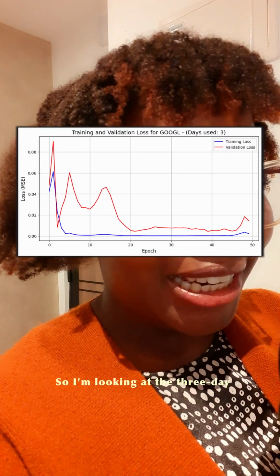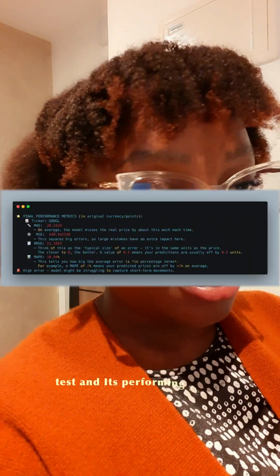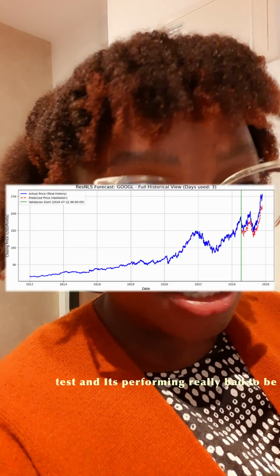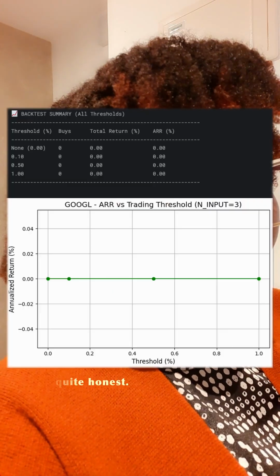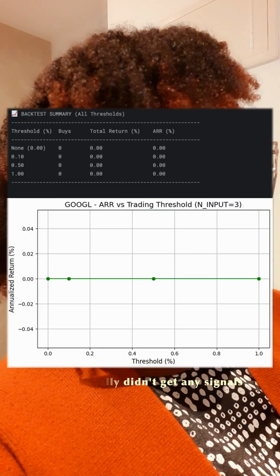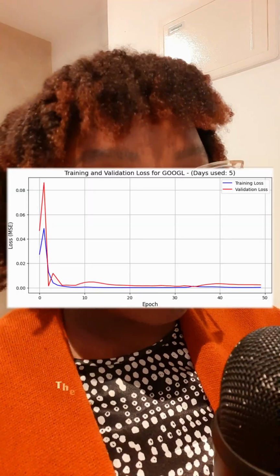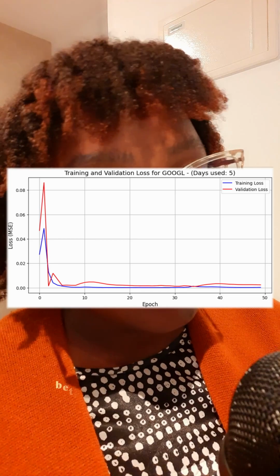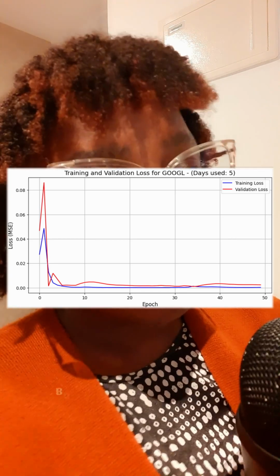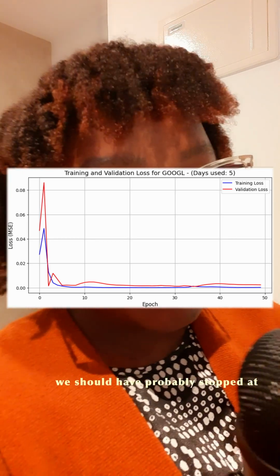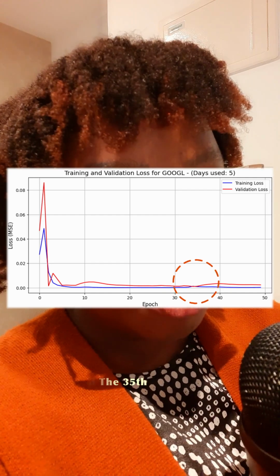So I'm looking at the 3-day test. And it went really bad, to be quite honest. We actually didn't get any signals for 3 days. For the 5 days, the loss plots look way better than we had before. But from that data, it seems that we should have probably stopped at around the 35th epoch.